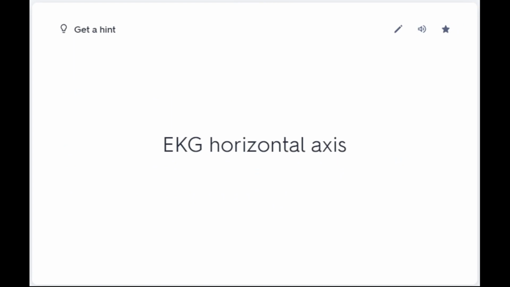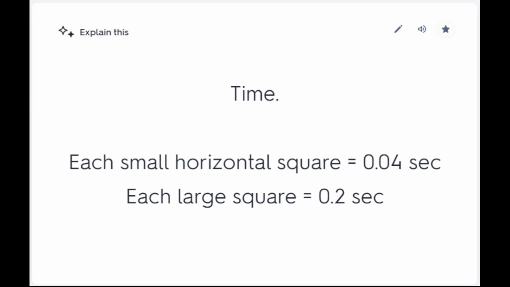EKG horizontal axis. Time. Each small horizontal square equals 0.04 seconds. Each large square equals 0.2 seconds.